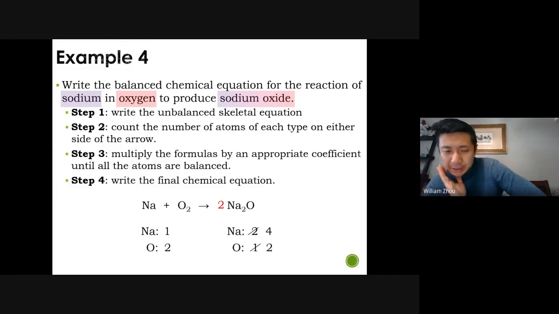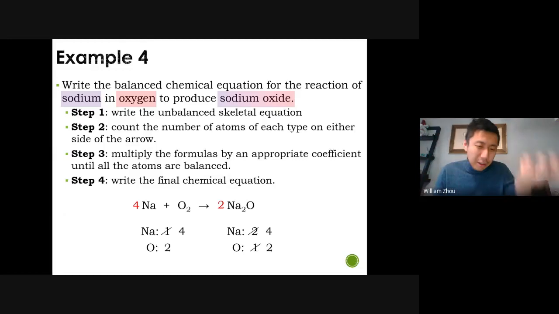All right, so let's take a scan. The oxygens are balanced, no problem. The sodiums, on the other hand, they're not balanced. I got 4 sodiums on the right now. On the left, I got 1. Well, that's very easy. I'm just going to put a 4 there. Now I have 4. You see what I did? I balanced the sodiums on the left by adding a 4 in front. So now there are 4 sodiums instead of 1.